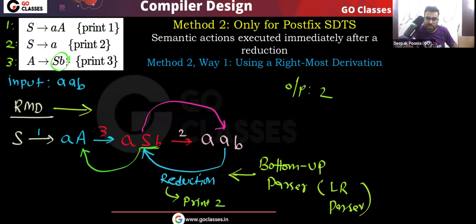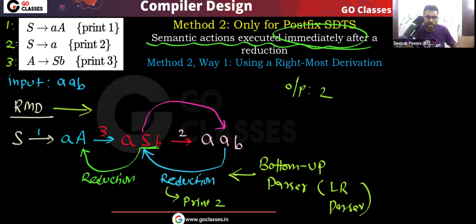So basically this SB you will replace by A. So you are applying this production in the reverse order. This is called reduction. Okay, and I told you that this method, evaluation of postfix SDT, is applicable only for postfix SDT. What we do? The semantic actions are executed immediately after a reduction.